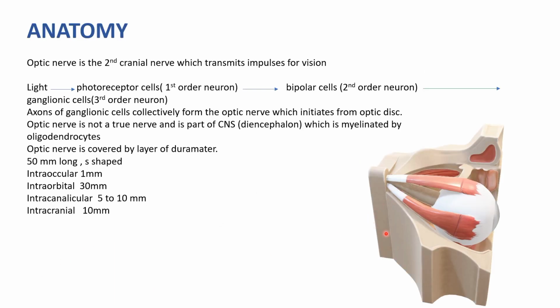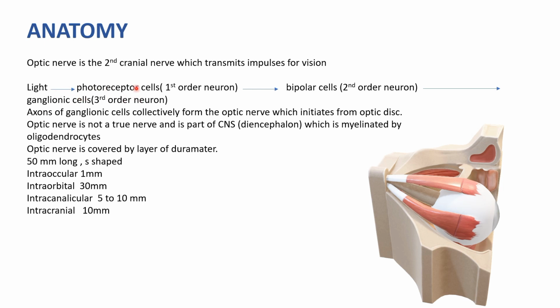So here, this is the anatomy of the optic nerve. The optic nerve is the second cranial nerve, which transmits impulses for vision. Light impulses go to the photoreceptor cells in the retina. We have already studied the 10 layers of the retina. The photoreceptor cells are the first order neuron, the bipolar cells are the second order neuron, and the ganglion cells are the third order neuron.